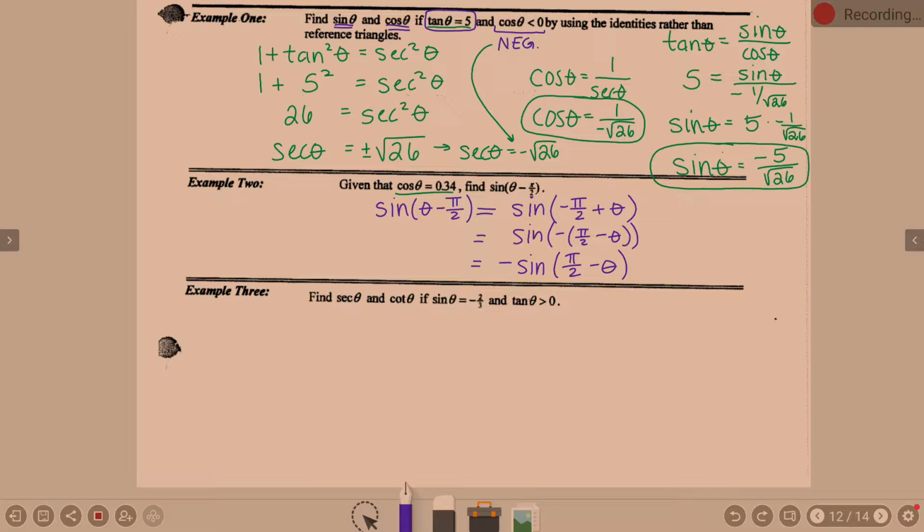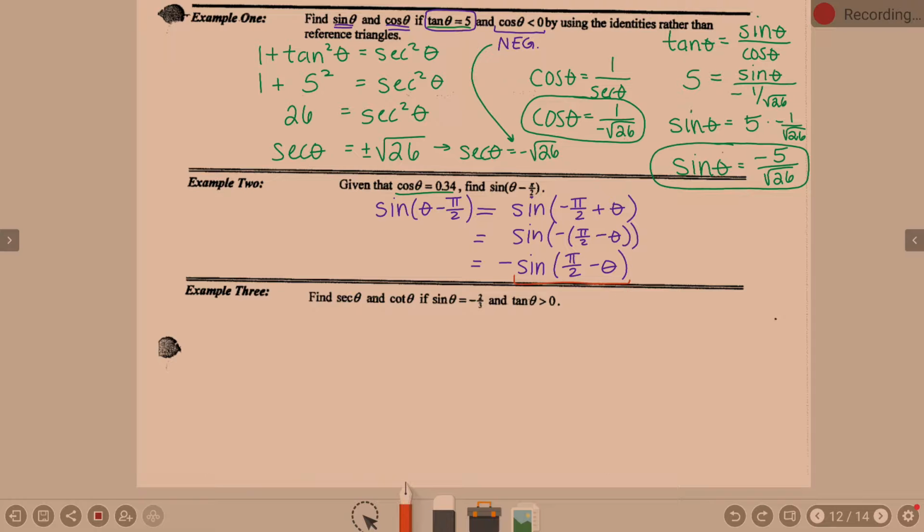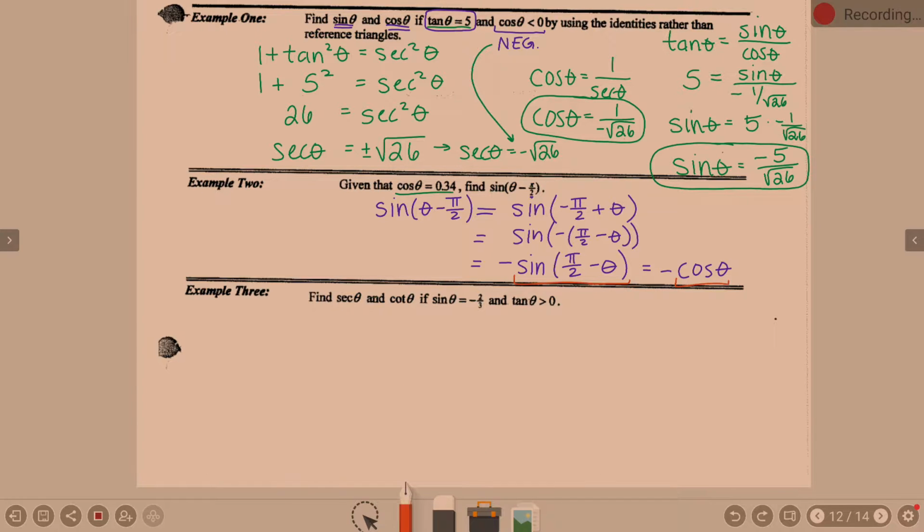According to our identities, what does it say about sine of pi over 2 minus theta? According to my cofunction identity, sine of pi over 2 minus theta is equivalent to what? Cosine of theta. Now we have the negative out front, so it's negative cosine of theta. So those replaced each other. This is equal to negative cosine theta.